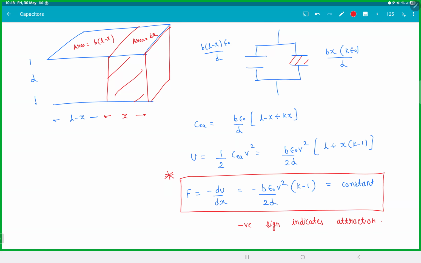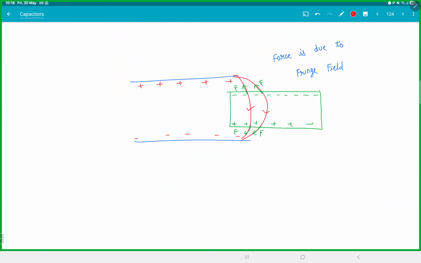And it kind of makes sense why it is constant. You know why? Think about it. Once the slab has gone inside, this positive and negative will attract this way. This negative will attract positive this way. This force and this force will cancel. No?